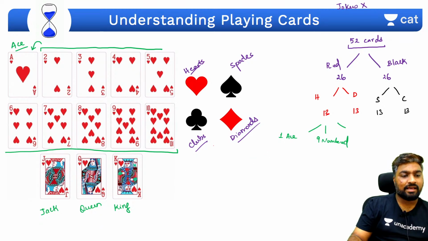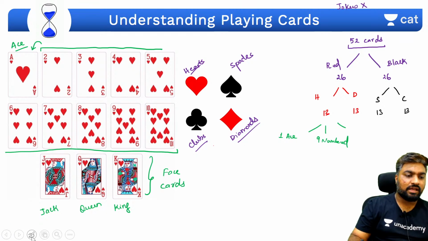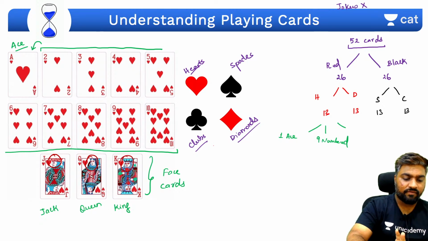So jack, queen, and king are called what? Face cards. Why are they called face cards? Because of the obvious reason that they have faces on the cards. Yes, because they have faces on the cards, that's why these are called face cards.